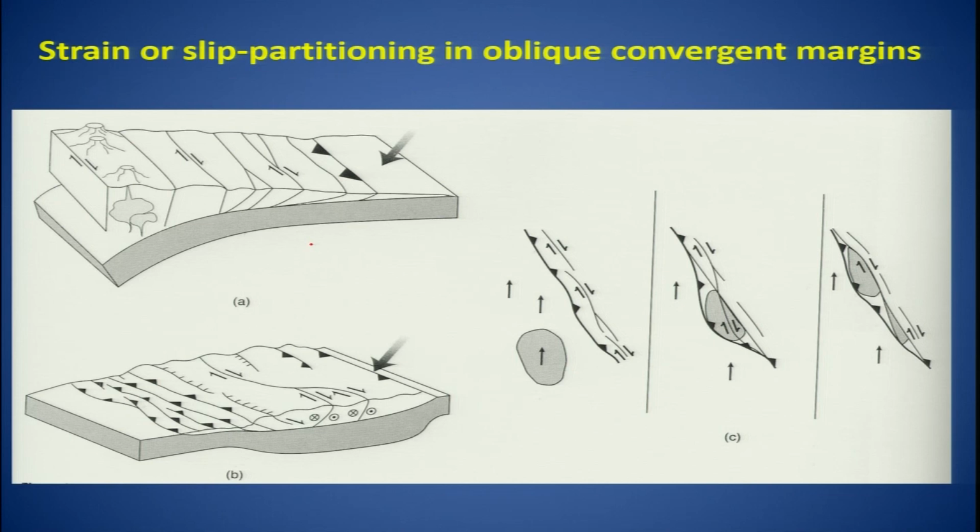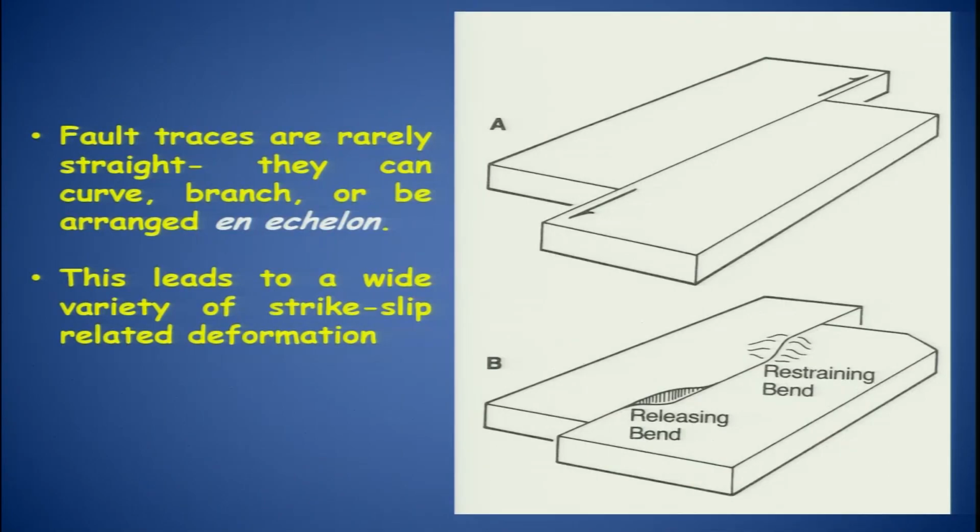We will talk about this, and we have the example of strain or slip partitioning due to oblique convergence in northwest India. Normally what we learn in structural geology is that we try to put a very straight line for any fault, but in nature it is not like that because of the heterogeneity and change in the strike of the structure. You will not be able to see a very straight line.